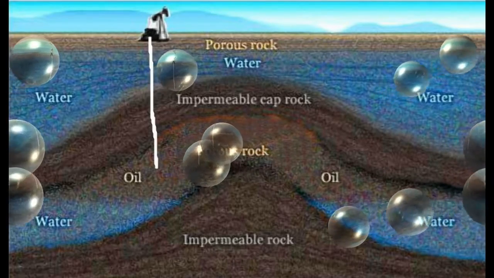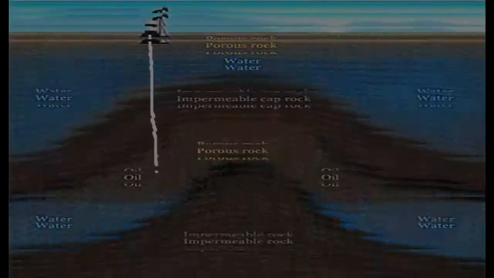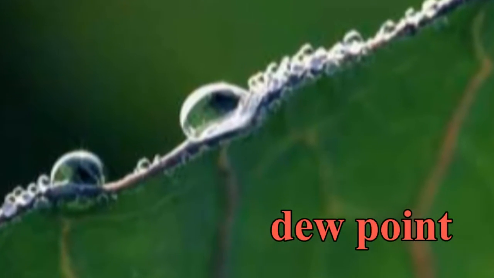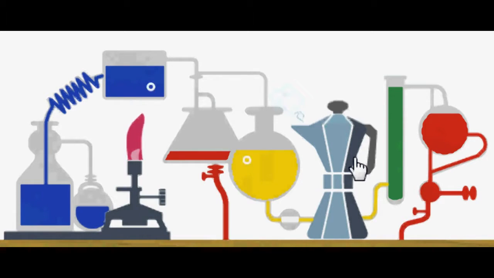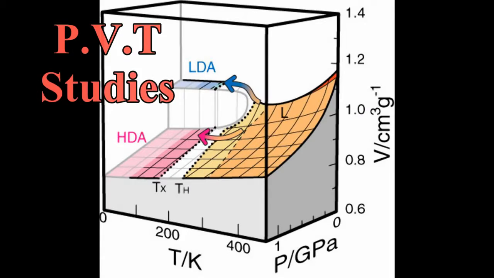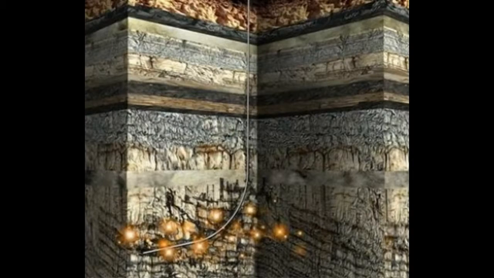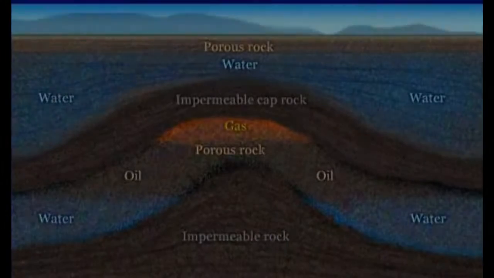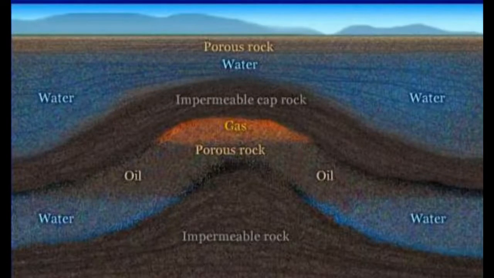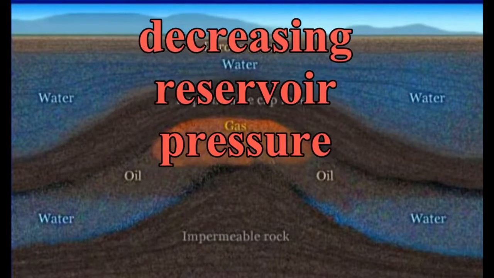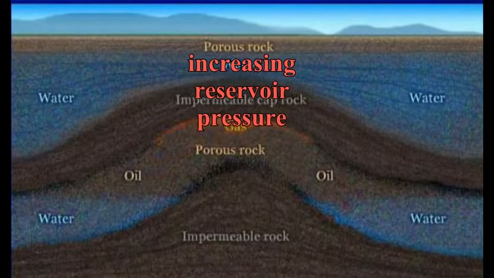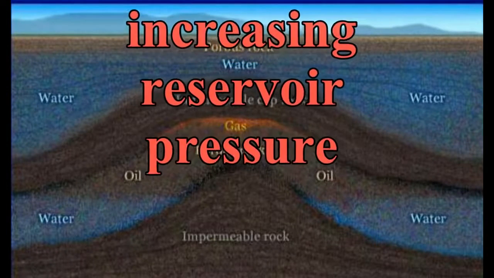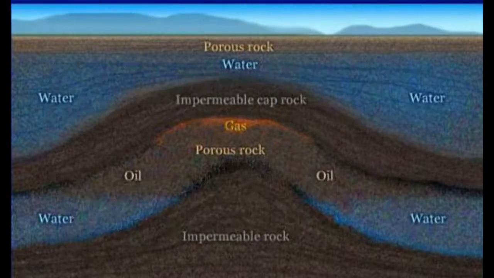The reverse of the bubble point pressure, where gas goes back into a liquid, is called the dew point. A detailed study of bubble point pressure and dew point pressure for different oil types are measured in laboratories. This is referred to as PVT studies. The gas cap is a layer of gas that sits at the top of the reservoir after bubble point pressure has been reached. By decreasing reservoir pressure below the bubble point, more gas is released into the gas cap. By increasing reservoir pressure below the bubble point, more gas is forced back into the gas solution.